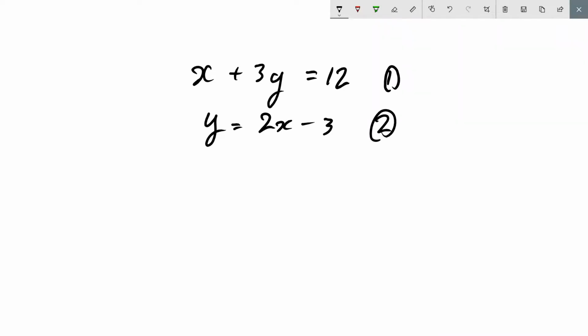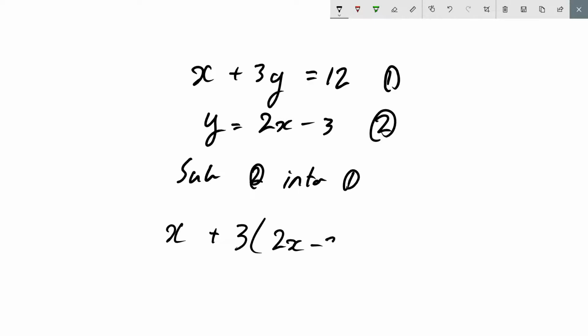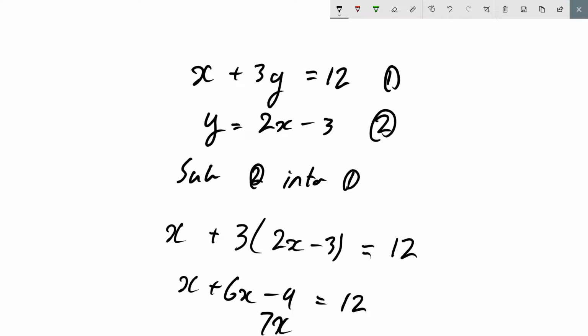Since we know what y is in terms of x, we can substitute that in. So we'll say sub equation 2 into equation 1. So we have x plus 3 lots of 2x minus 3, and that equals 12. And then we can just solve from there. So quickly expanding, we'll have x plus 6x minus 9 equals 12. 7x equals 21, so x equals 3.